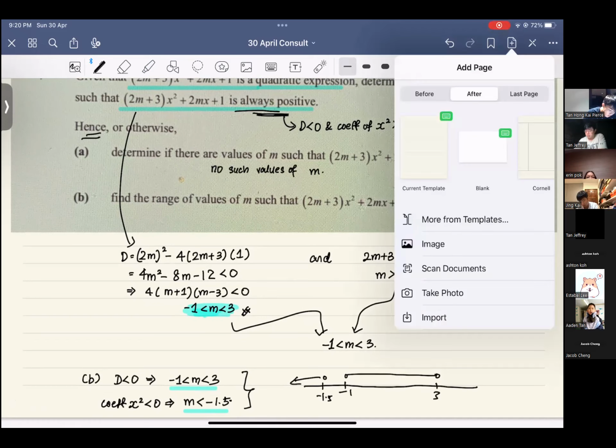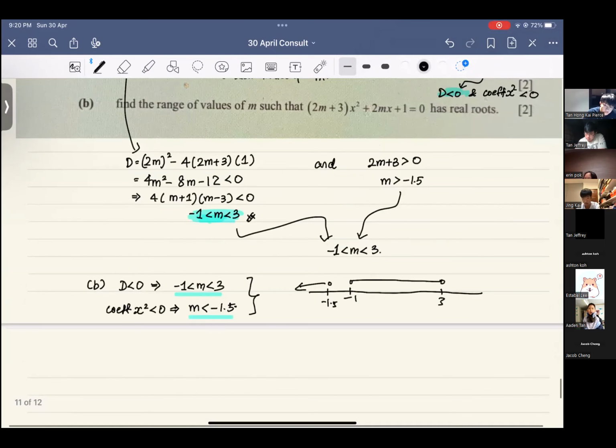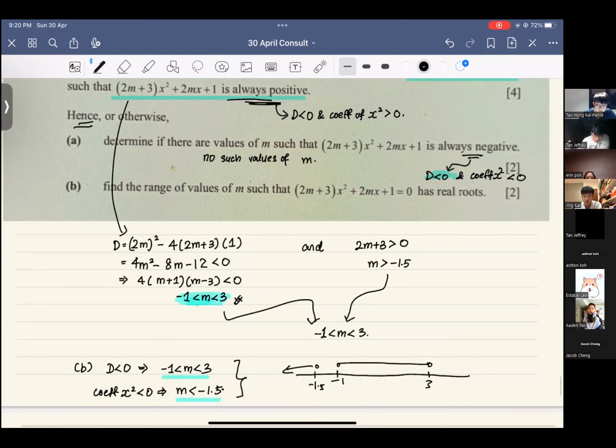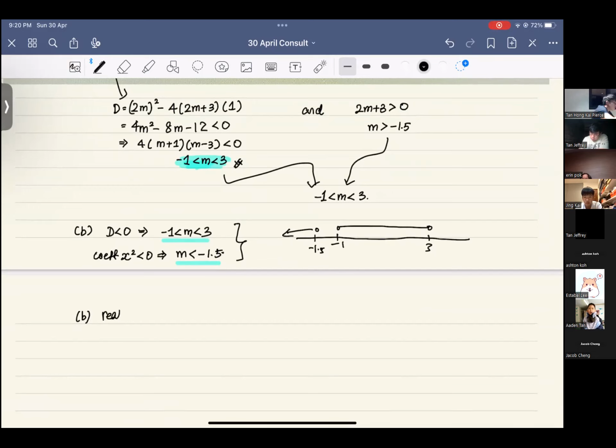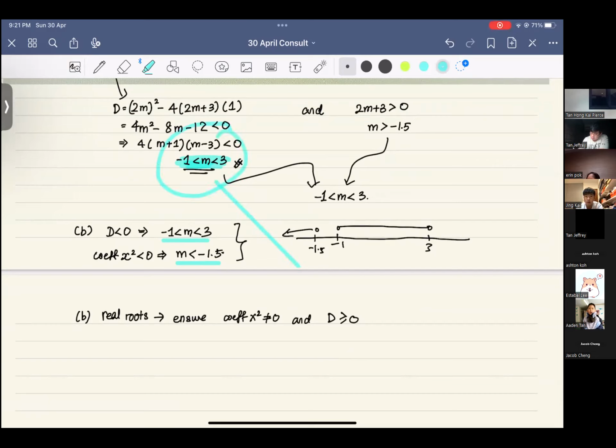Yeah. Okay, so next one, B. For it to have real roots, simple, right? We must ensure that it must first be quadratic. That means the coefficient of x squared must not be equal to 0. And your discriminant must be more than or equal to 0. Okay, so discriminant more than or equal to 0 is basically the opposite of this.